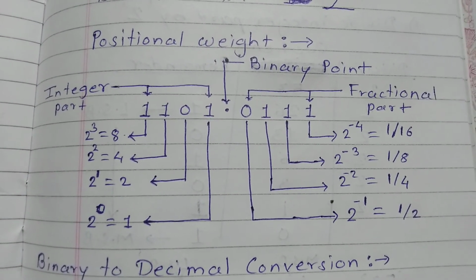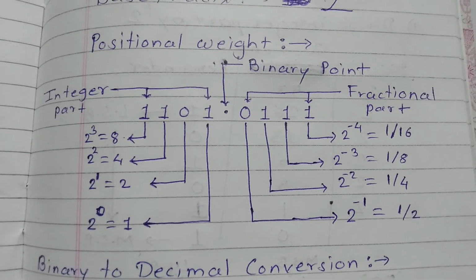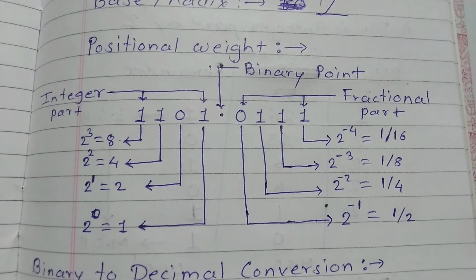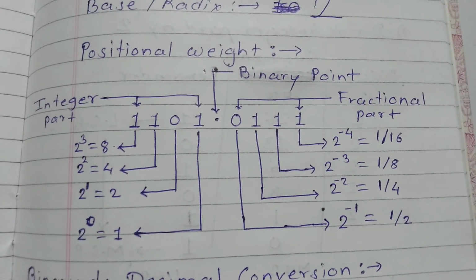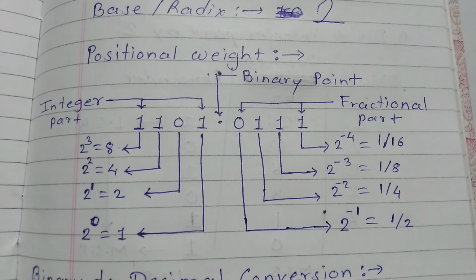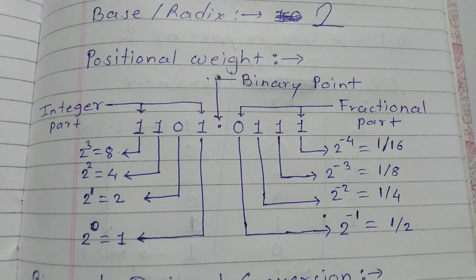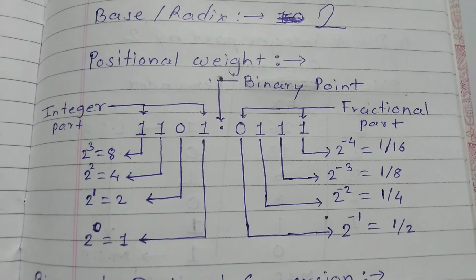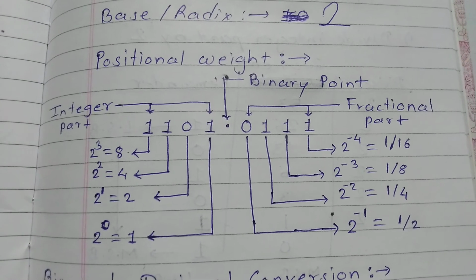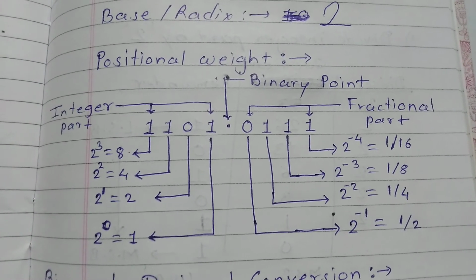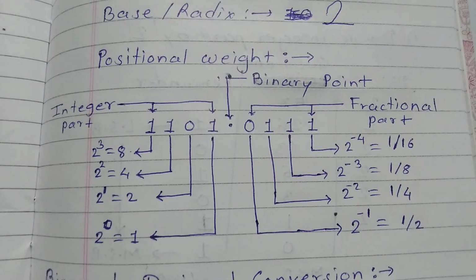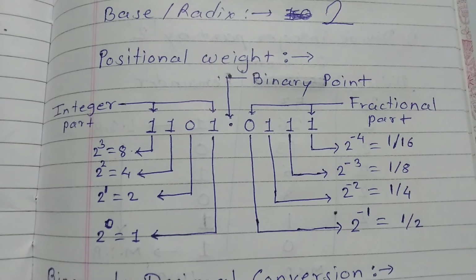As you can see, the first LSB of the integer part is 1, so it is multiplied with its positional weight 2 raised to 0, that is 1. Any number raised to 0 becomes 1. So this is the basis behind this 1. Then the second digit is 0, which has a positional weight of 2 raised to 1, equal to 2. Then 1, 2 raised to 2 is equal to 4. And then 2 raised to 3, this is the last digit, the MSB. So 2 raised to 3, the positional weight is 8.